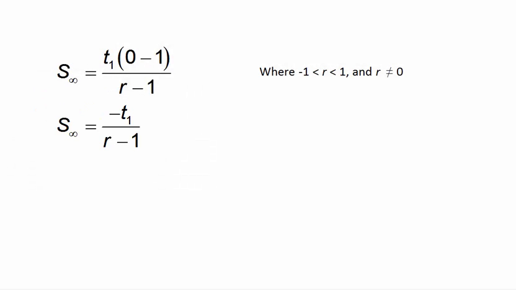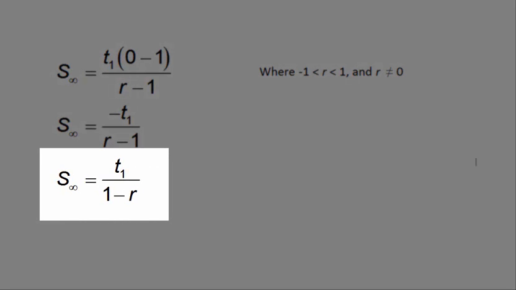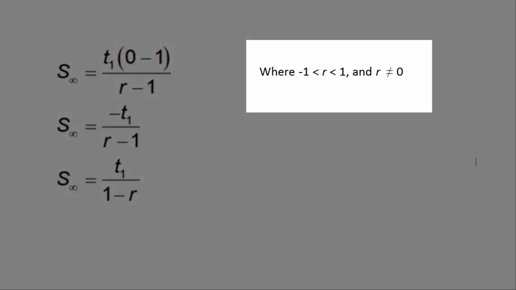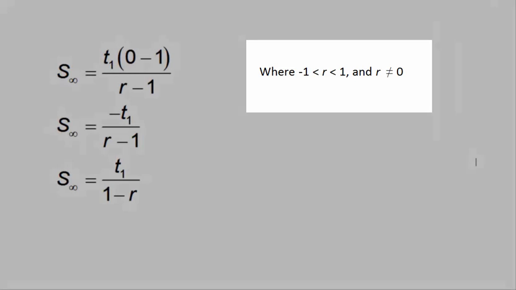And just to tidy things up a little bit, I'm going to change the order of the terms on the bottom and factor that negative 1 through the top, giving me the final version of the formula for any infinite geometric series. S infinity is equal to term 1 over 1 minus r, and here's the crucial bit, where r must be between negative 1 and 1.